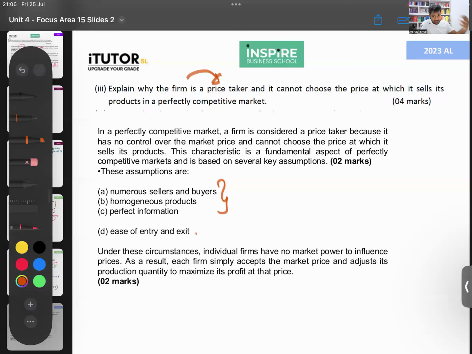So explain what a price taker is. Why are you a price taker? Because you don't have market power. As one farmer, you can't set your own price. So you end up selling at whatever price others are selling. So it's simply to explain the price taking.